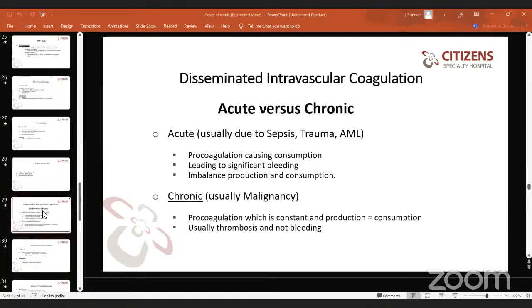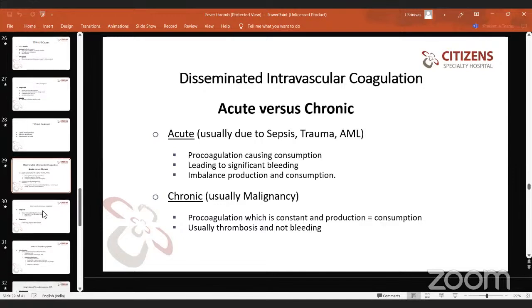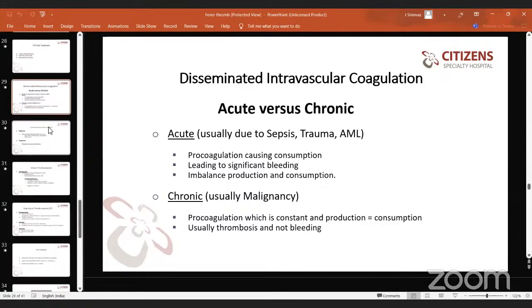So DIC. There are two types of DIC, acute and chronic. Acute we see in sepsis, trauma, AML. And chronic is usually during malignancy, where there is usually thrombosis and not bleeding, with procoagulant constant production and consumption issues, because we see low grade DIC in chronic malignant patients.